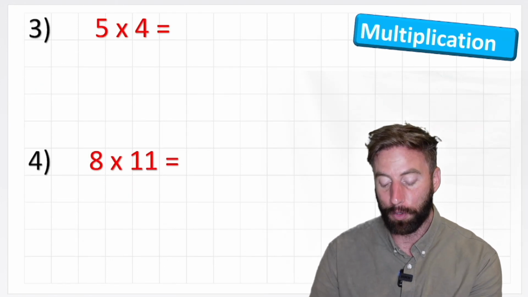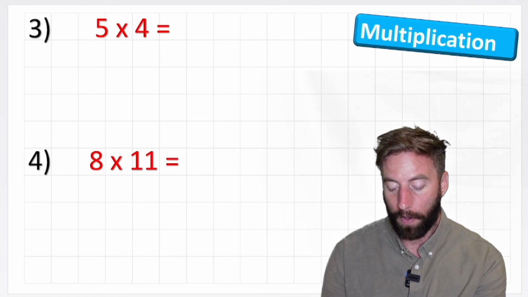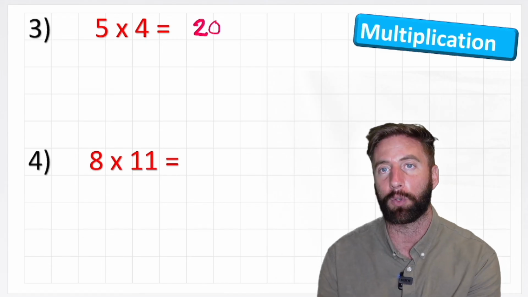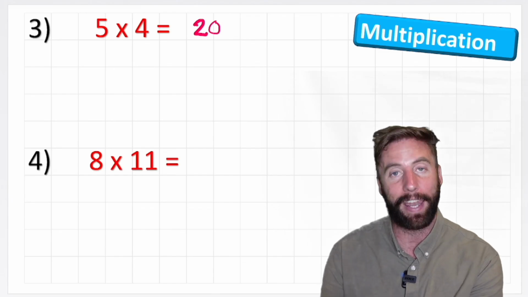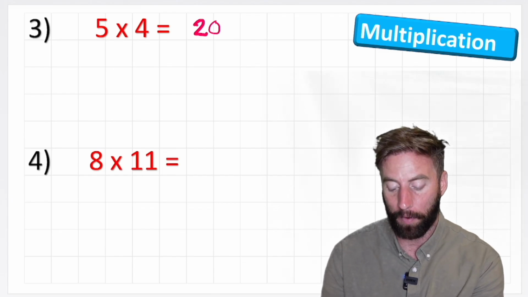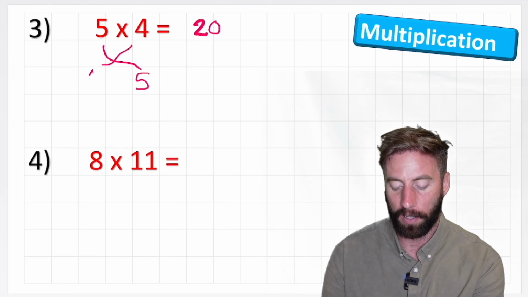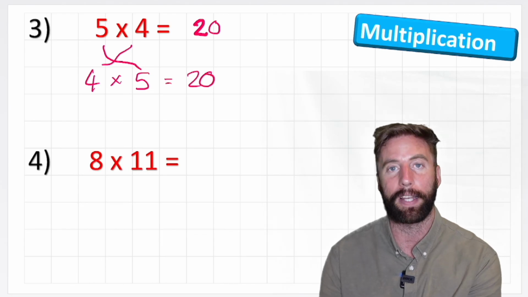Let's have a look at multiplication then and see if it works here as well. So 5 times 4. 5 times 4 is 20. But now my 5 and my 4 we don't call addends because we're not adding them. We call them factors because they are the factors of 20. And now let's see if I put these the other way around and put my 5 at the end and my 4 at the start. 4 times 5 also equals 20.